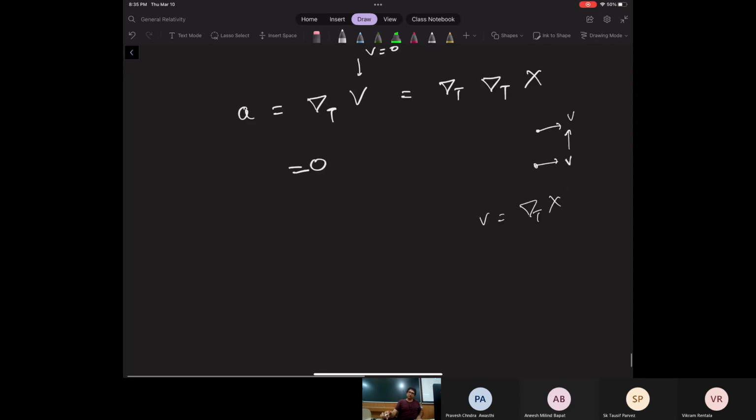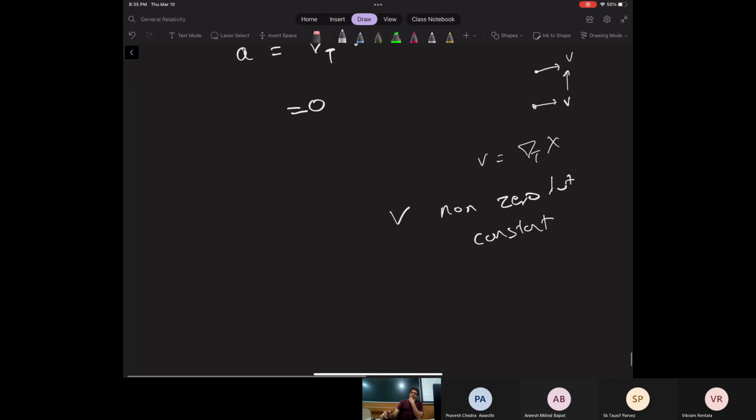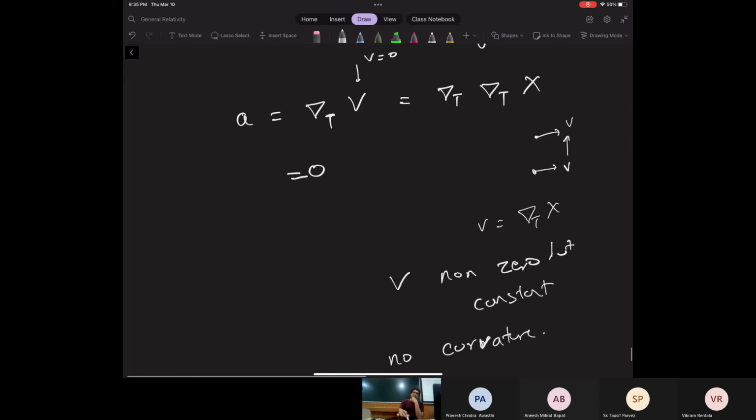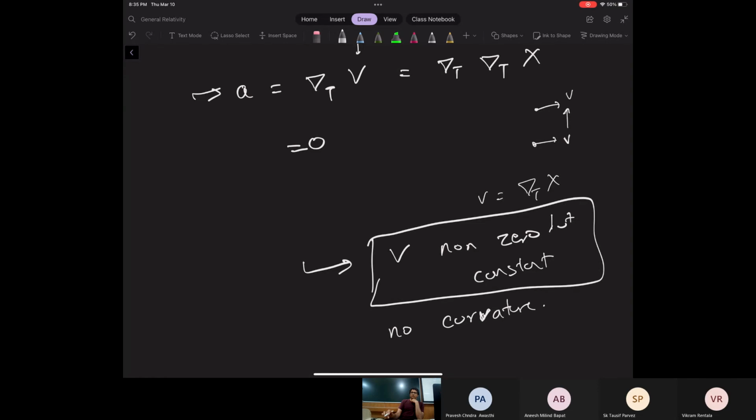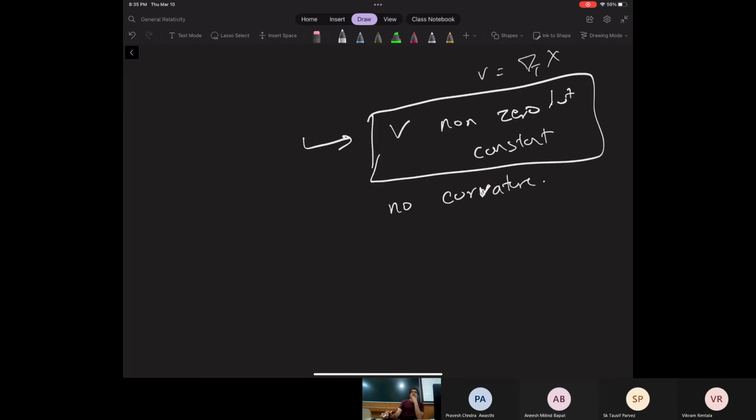I think the concrete question is this: if v is non-zero but constant, then can you show that there is no curvature at that point? So then the acceleration is 0, right? Del t x is 0. Clearly from this definition, you expect acceleration is 0, so the Riemann tensor is 0. But intuitively, if v is non-zero, what is it that makes the space non-curved?